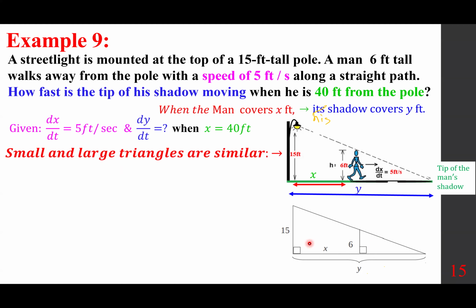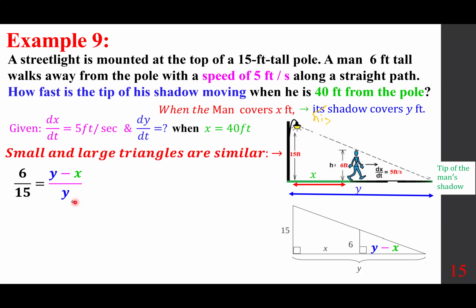Therefore, we can say, for example, 6 to 15 is the same as this distance, the smaller one, which is y minus x, to the big one, which is y. So the small one, 6 to 15, the small one, y minus x, to the large one. It's important to know this is x, this is y, so this is y minus x. And this is really the hardest part, figuring this one out.